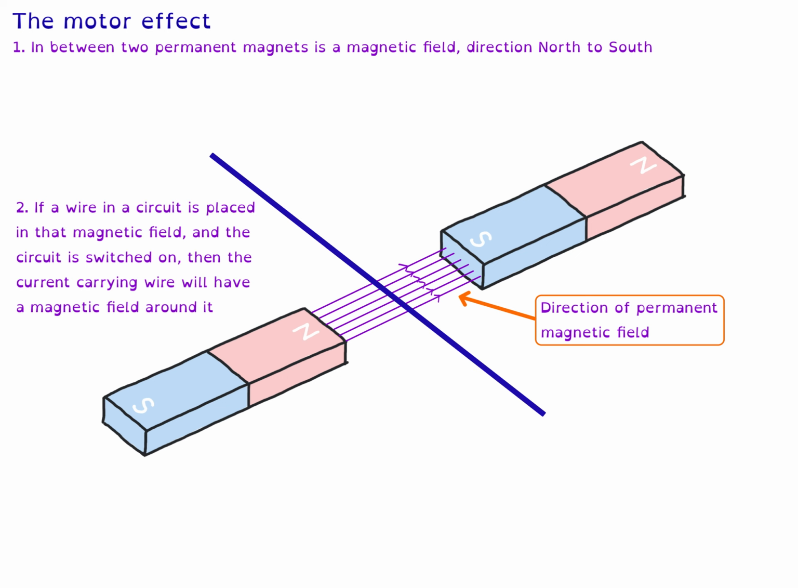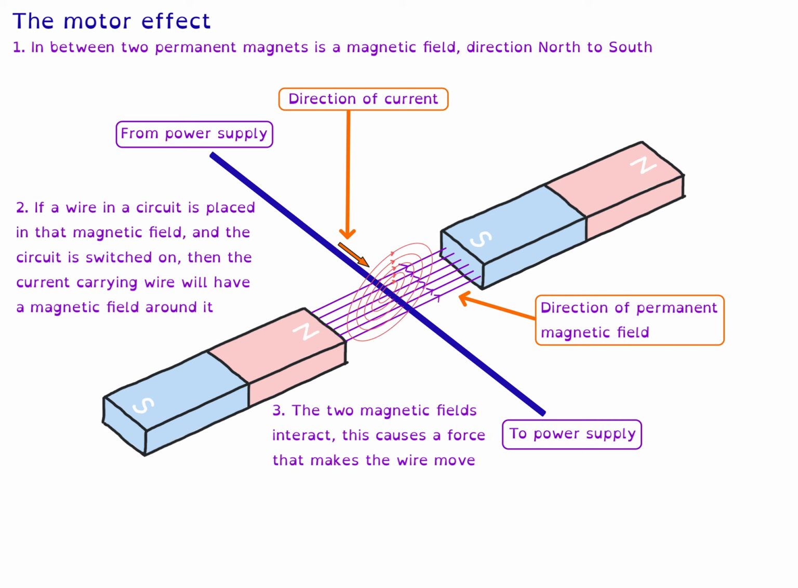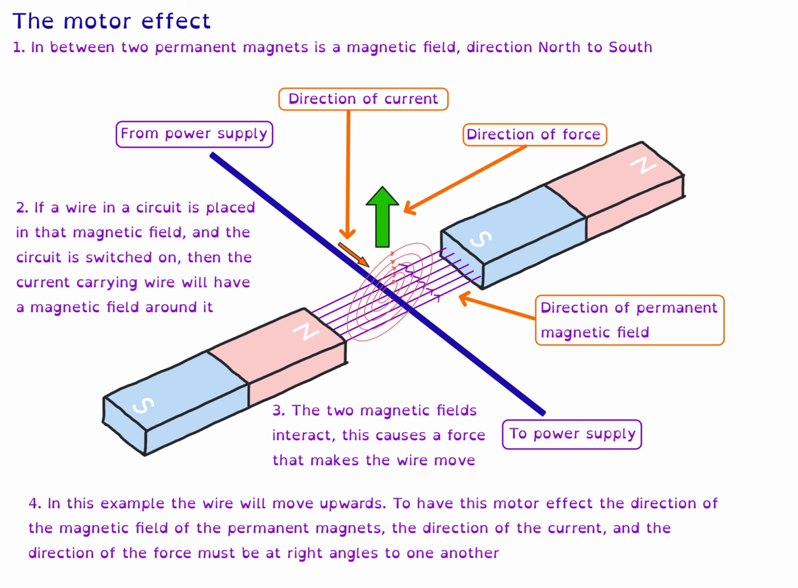If a wire in a circuit is placed in that magnetic field and the circuit is switched on, then the current carrying wire will have a magnetic field around it. The two magnetic fields interact. This causes a force that makes the wire move. In this example, the wire will move upwards. To have this motor effect, the direction of the magnetic field of the permanent magnets, the direction of the current, and the direction of the force must be at right angles to one another.